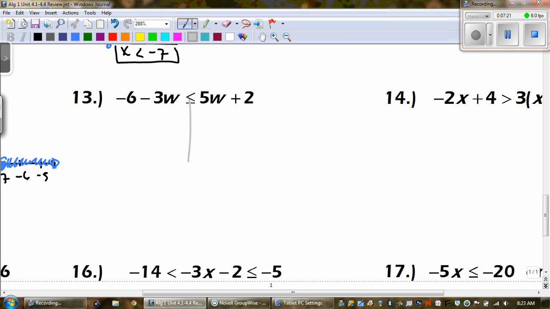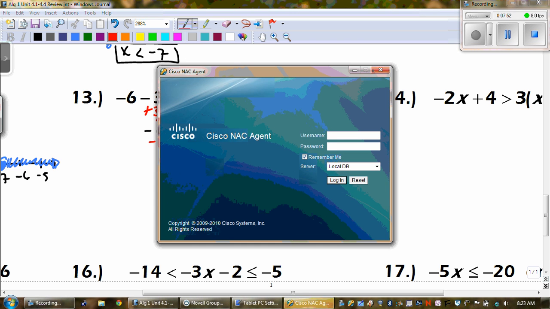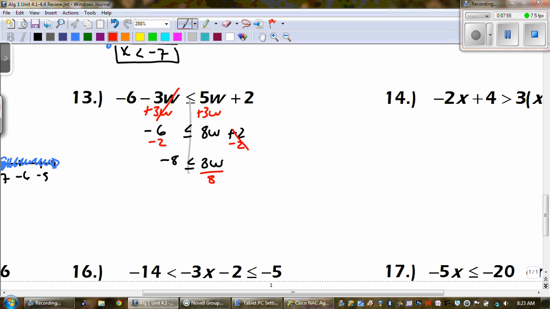All right, number 13. We have variables on both sides, so we want to move the smaller one. And then we get -6 less than or equal to 8w plus 2. So we're going to subtract both sides by 2, and we get -8 is less than or equal to 8w. To get the w all by itself, we need to divide by 8, and we get -1 is less than or equal to w.